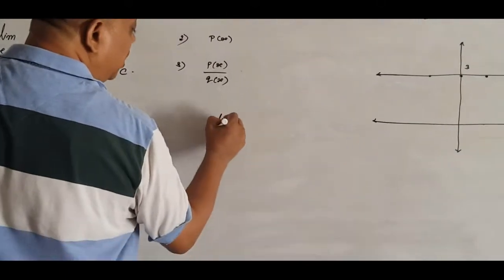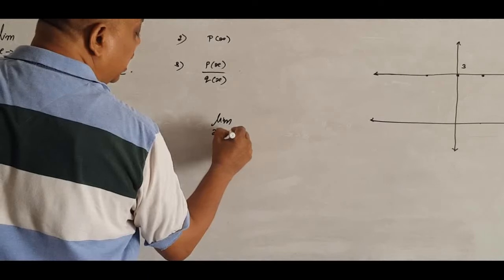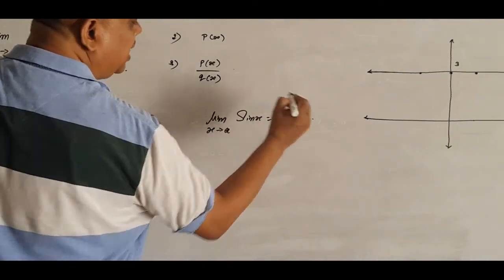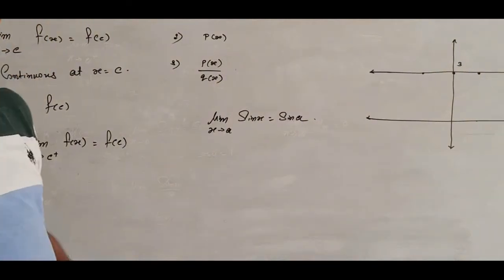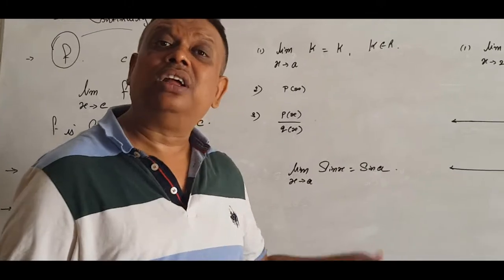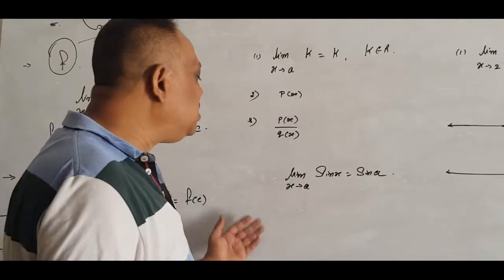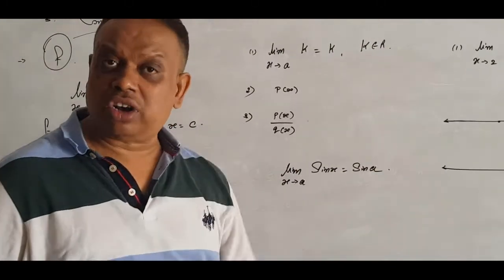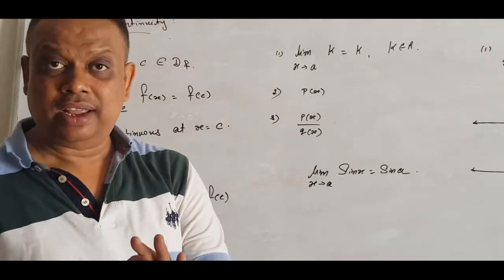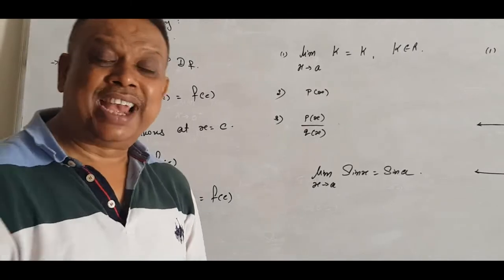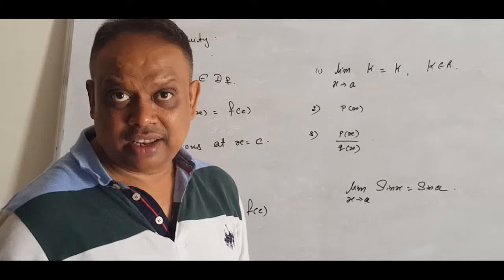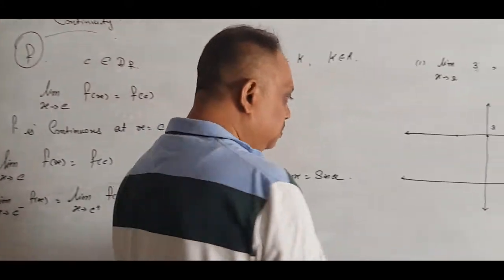Means you can say limit of x tends to a, sin x is what? Sin a. Like this you can express for cos x, what? Cos a. Limit of x tends to a, tan x is what? Tan a. Limit of x tends to a, cot x is what? Cot a. But that will be in a proper domain. Is that clear? अब tan के लिए हम कोई ऐसा डोमेन नहीं लेंगे जिसमें tan will be undefined, जिसका ग्राफ ना मिले. Is that okay?